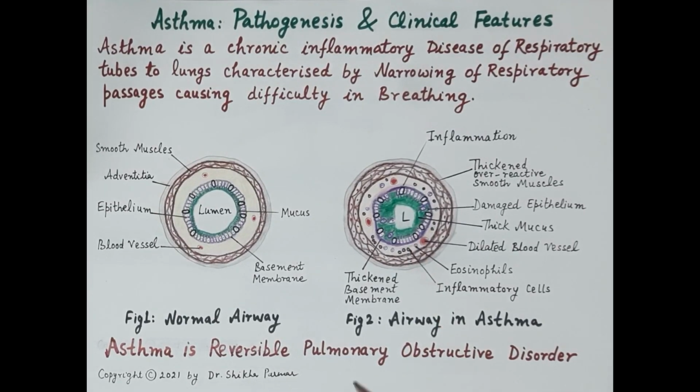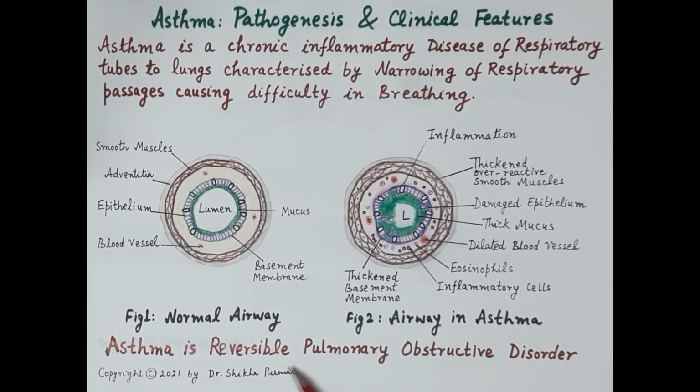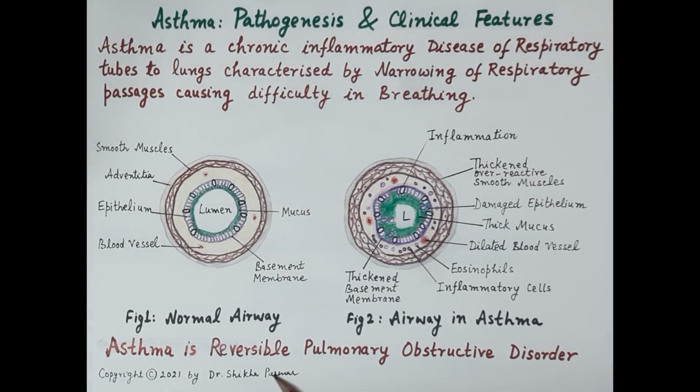Now however, it's very important to note that asthma is reversible. The airflow obstruction is reversible, and therefore asthma is a reversible pulmonary obstructive disorder or disease. Obstructive lung disease means a condition in which there is difficulty in exhaling all the air in the lungs, and thus there is shortness of breath.